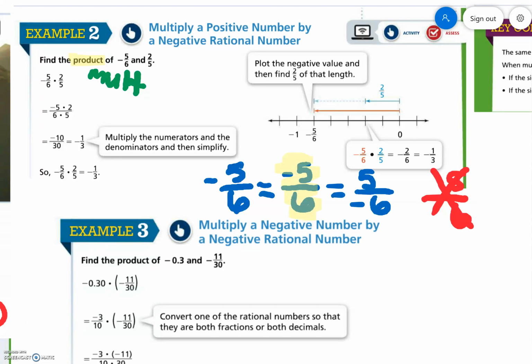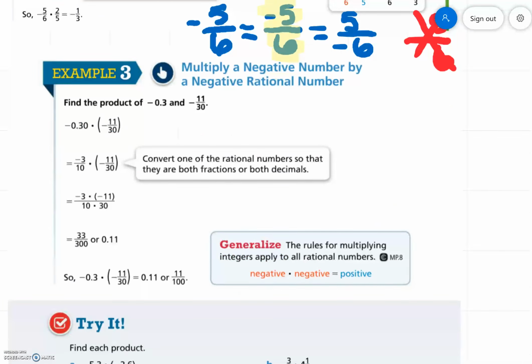Okay, so here they chose to put the negative with the 5. You can see they did the negative 5 times 2 to get negative 10, and 6 times 5 to get 30. Then you want to simplify or reduce. So I see 10 and 30, and I know both of those can be divided by 10, which gives us negative 1 over 3. So the answer is negative 1 over 3. And we knew all along the answer was going to be negative, so we have a negative times a positive.